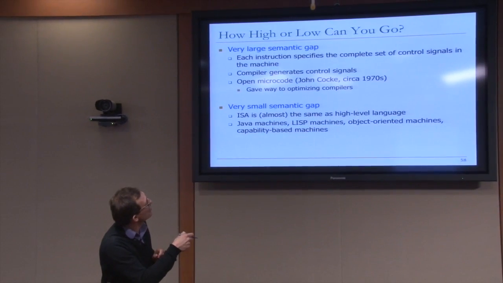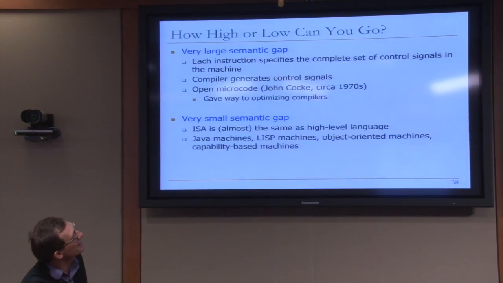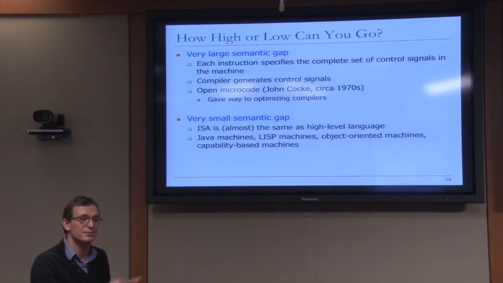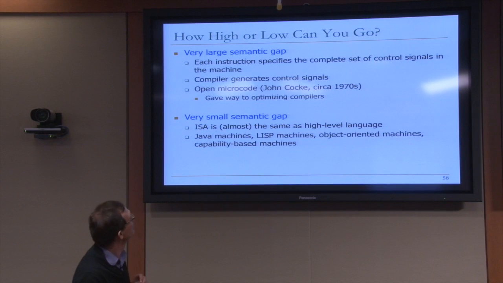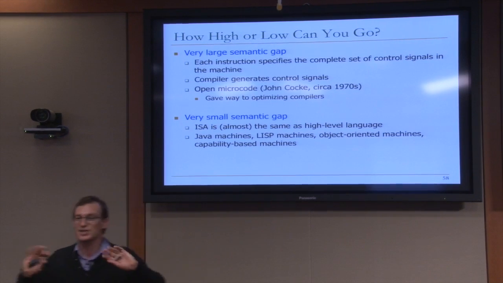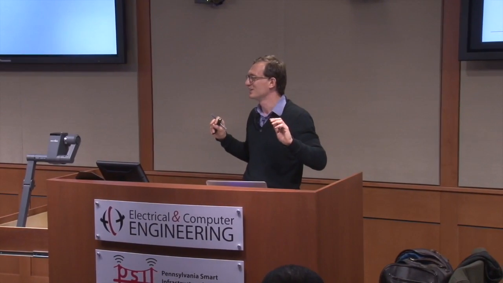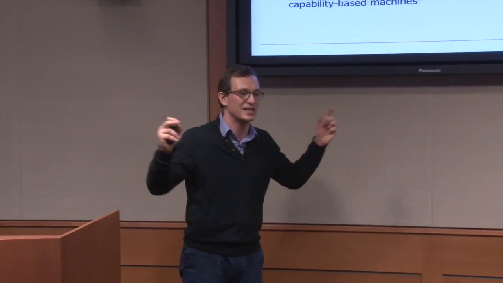And this was the concept of open microcode. The person I showed you earlier, John Cocke, had this idea in the early 1970s, which eventually led to the concept of RISC. And it gave way to optimizing compilers. Basically, he wanted to design a compiler that optimized each of the control signals in the machine. Now, that's very tough to do, right? Because you need to expose a very different interface. You need to expose every single control signal. And it becomes very inflexible in the end.